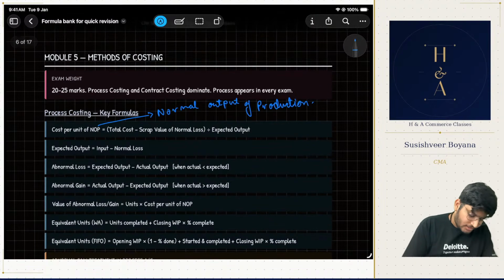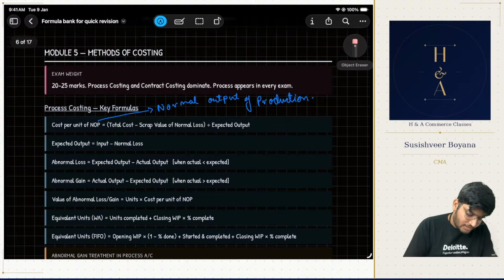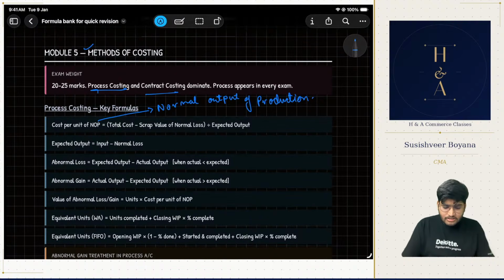Okay, so methods of costing is one key area where they press a lot on process costing, contract costing, batch costing, or job costing, right?